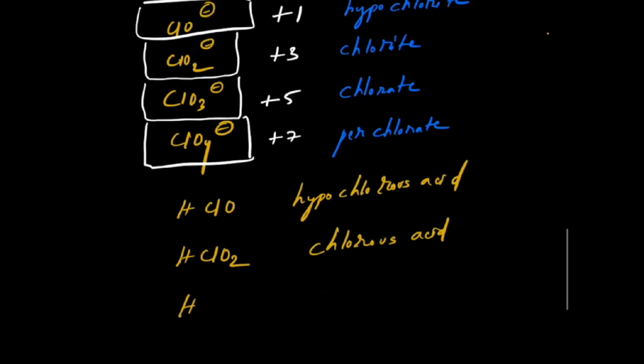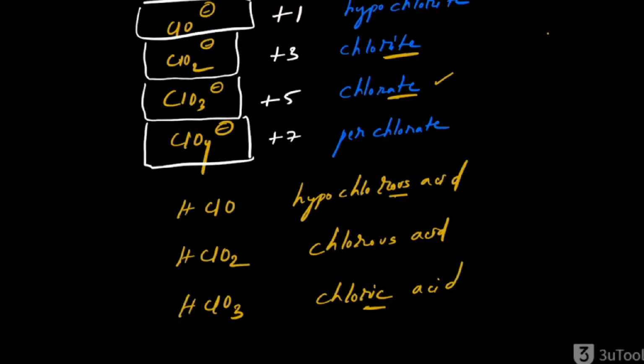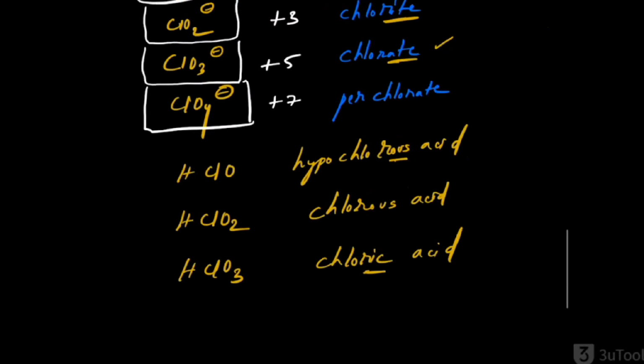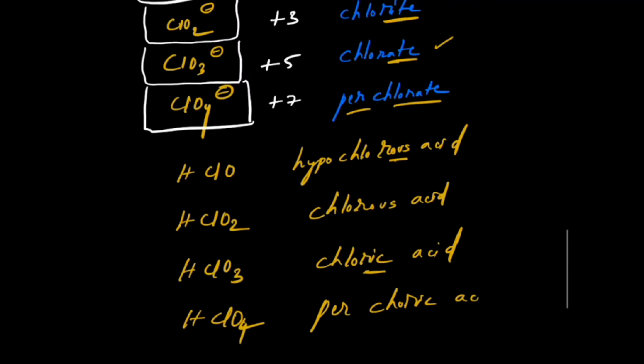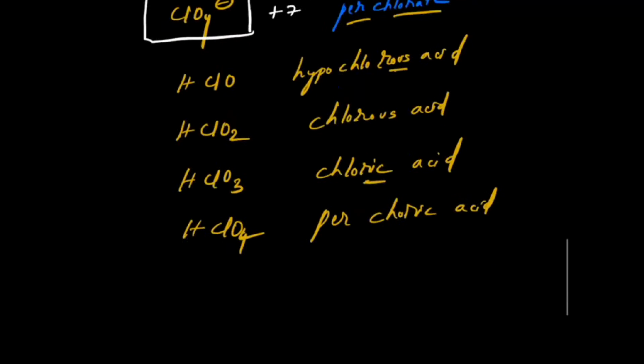And what about HClO3? HClO3 comes from chlorate, so it forms chloric acid. Whatever comes from ite is always ous. Whatever comes from ate is always ic. So this is chloric acid. And what is HClO4? It is perchloric acid, because it comes from perchlorate. Perchloric acid. Clear, fine. I'll give you some more names and then I'll continue with GOC.